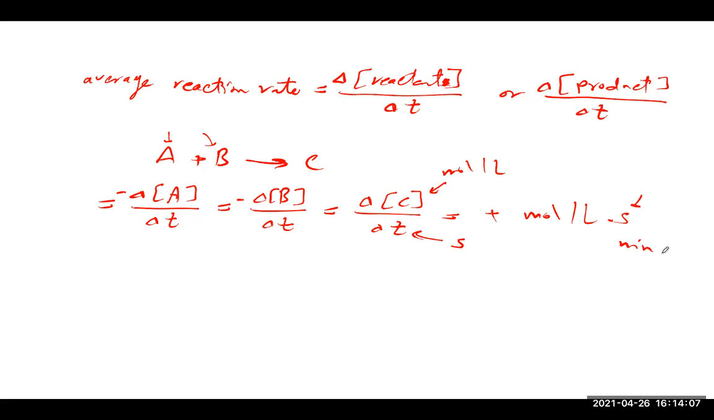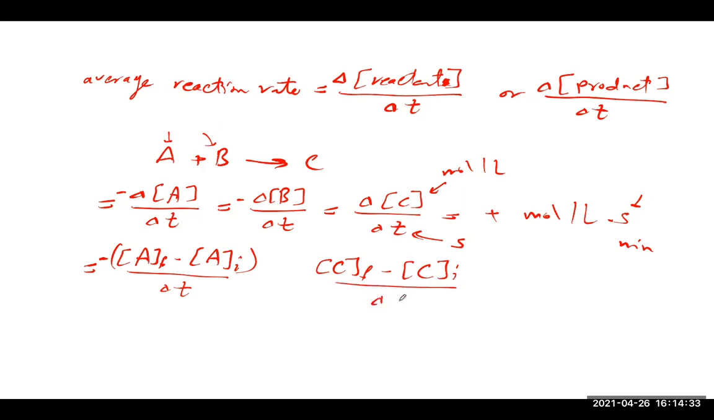It's okay. Here, if we want to calculate it, it will be the final concentration of A minus the initial concentration of A over delta T. And of course, again, we need to add a negative sign here. Or it will be the final concentration of B minus the initial concentration of B, and again, we need to add a negative sign. Or it will be with C, so it will be the final concentration of C minus the initial concentration of C over delta T. And this way, we can calculate the average rate for a reaction.